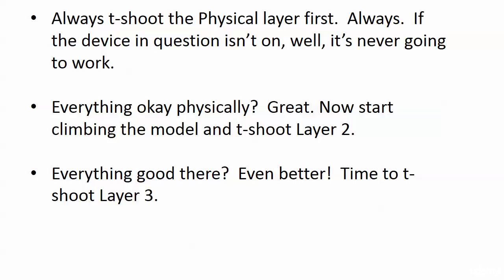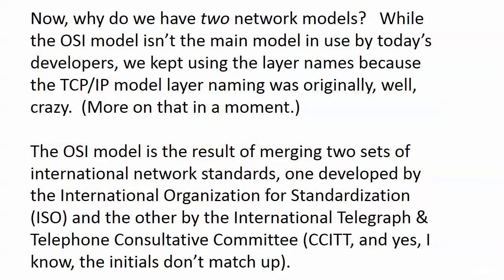Because if everything's fine physically in your network issue, fine, wonderful. Start climbing the OSI model. Troubleshoot layer 2. If everything's good there, even better. Time to troubleshoot layer 3. But don't just sit down and start doing show config and looking around and not really having a plan as to what you're doing. Go layer 1, layer 2, layer 3, and you'll be amazed at how many issues actually are layer 1.